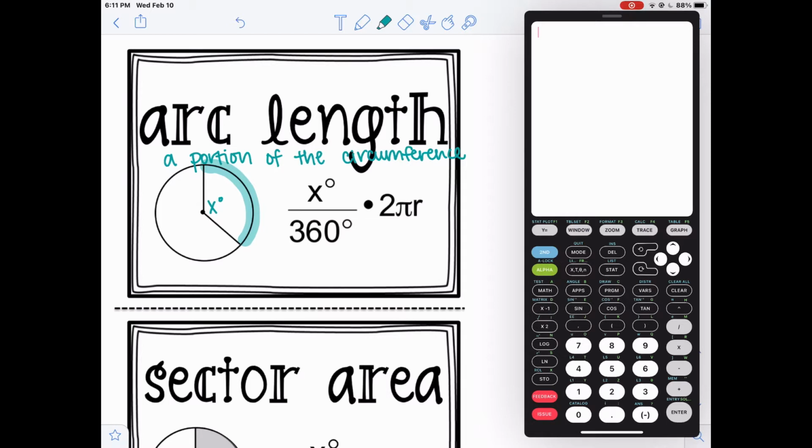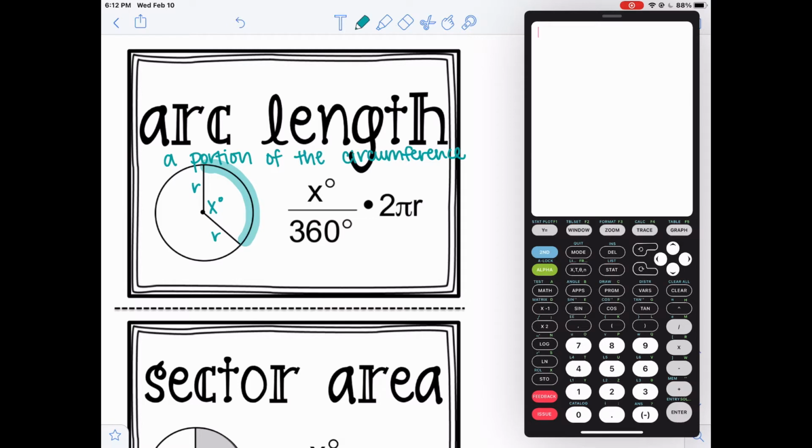Okay, so in order to find this, we're going to take the central angle divided by 360. So what portion of the whole circle times the whole circumference, 2 pi r, and of course r is our radius, which can be found from the center to any outward point on the circle.